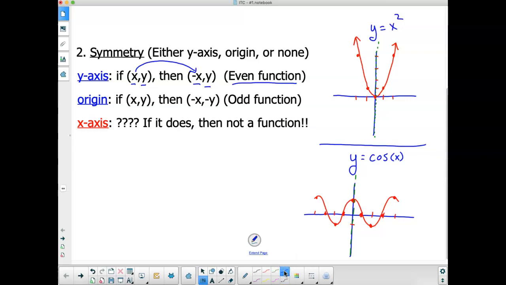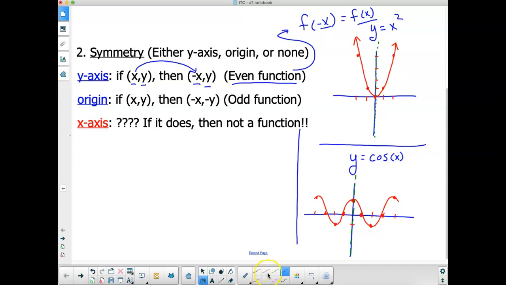Algebraically, we said an even function is if we put the opposite of x into f, we got the original function out. People hated that in Alg 2. Not really sure if you did that in pre-calc or not, but that's what it means to be an even function. If I put the opposite of x in, I get the same y out either way. Okay, so f of -x equals f of x.